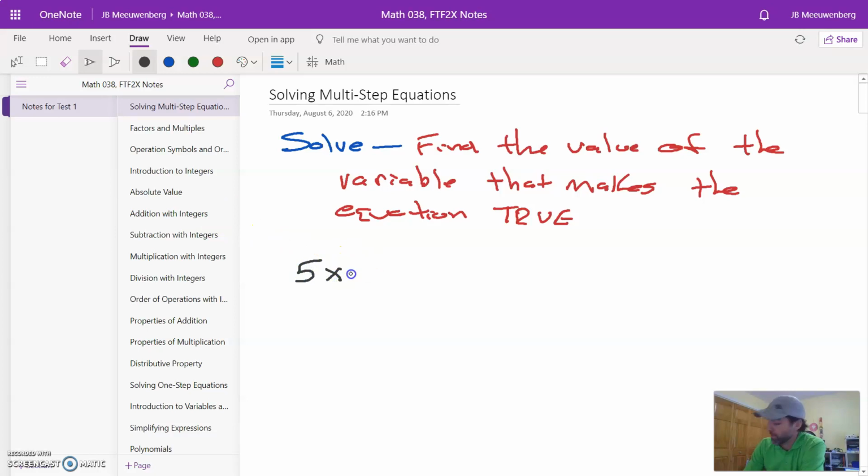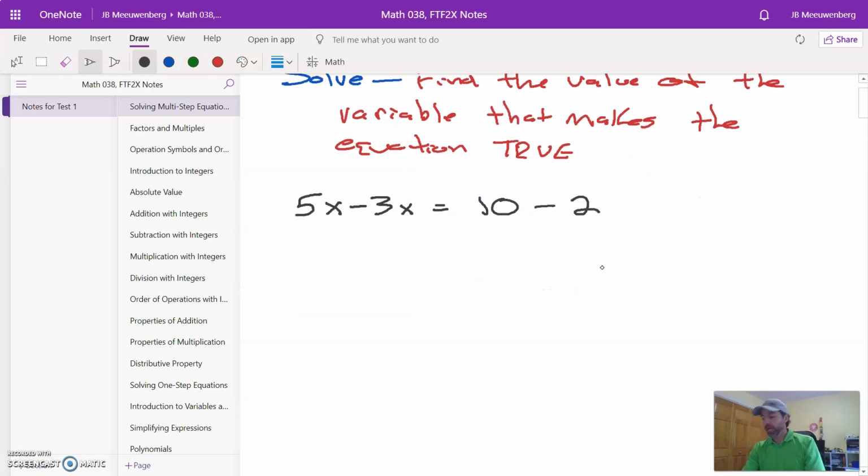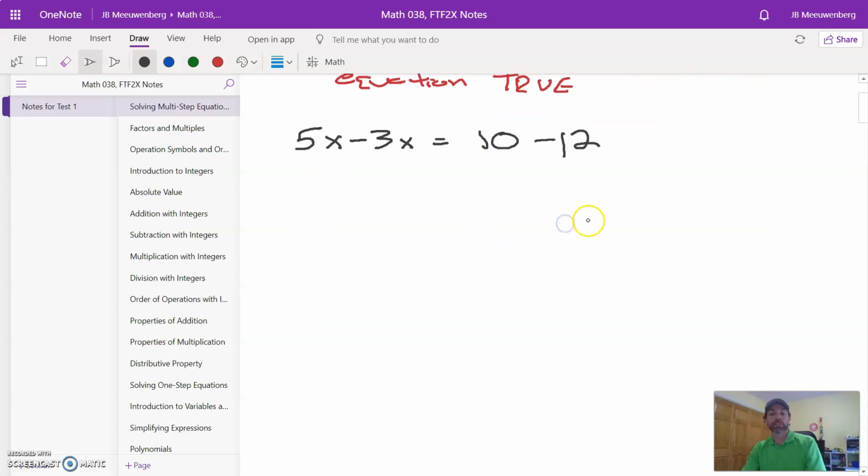So here's our first equation we are going to look at. 5x minus 3x equals 10 minus 12. So stop, pause it, try it. As before, we've got our equal sign, and the first thing I'm going to do is just draw the line down from the equal sign so we can separate our equation into two sides. Remember, whatever we do on one side of an equal sign, we have to do to the other.